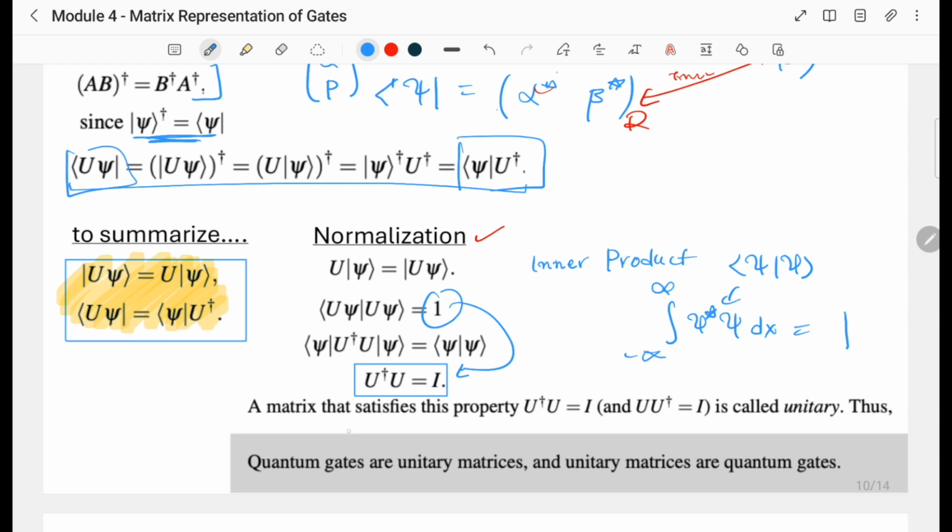So a matrix that satisfies this property, U transpose conjugate times the matrix U itself, and the reverse of it, is called a unitary matrix. It turns out that all quantum gates do satisfy these properties, and they are therefore unitary matrices.